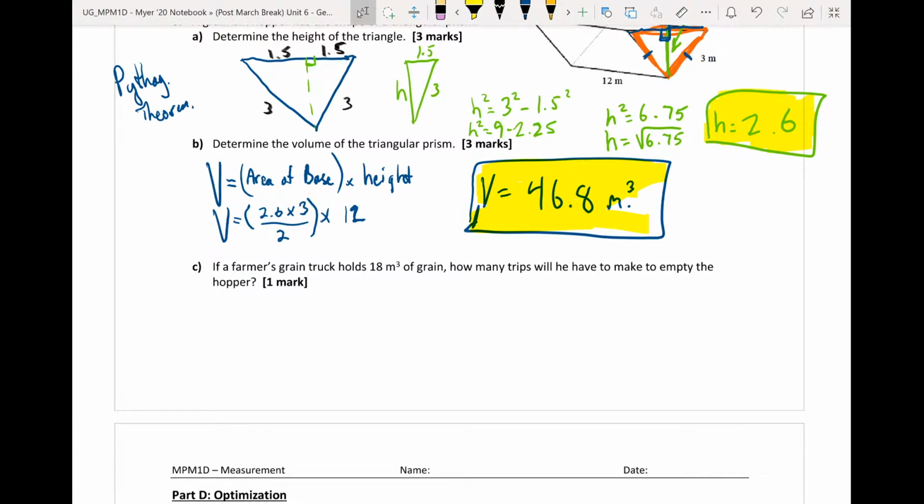Last part. If the farmer's grain truck holds 18 meters cubed of grain, how many trips will we have to make to empty the hopper? Well, that's pretty easy. To empty the hopper, we're just going to take the 46.8 and divide by 18. And basically get 3, I'm assuming, or 2.6. So the truck would need to make 3 trips.